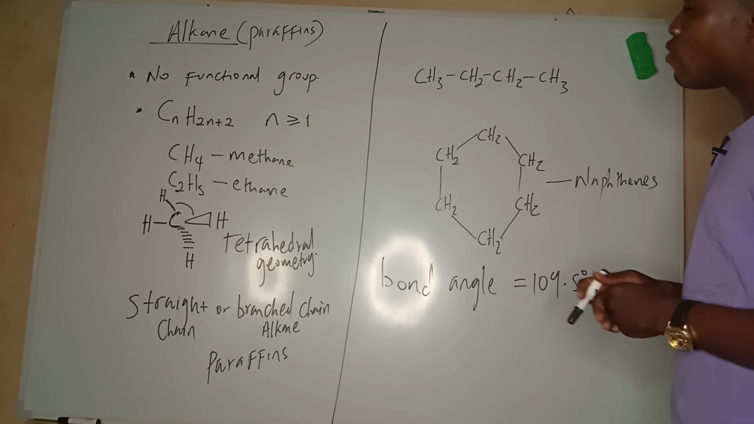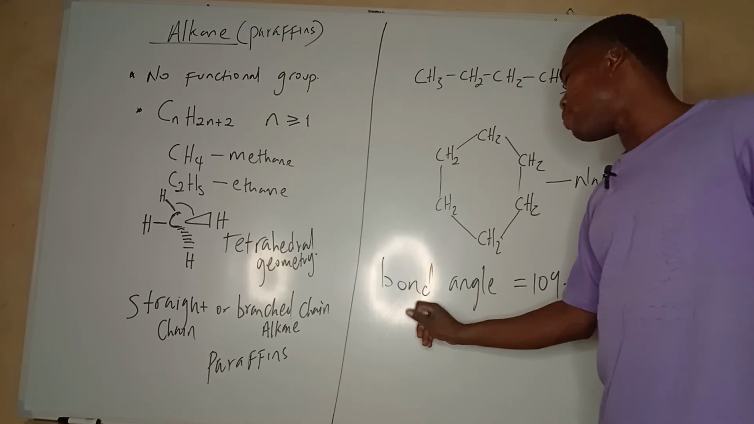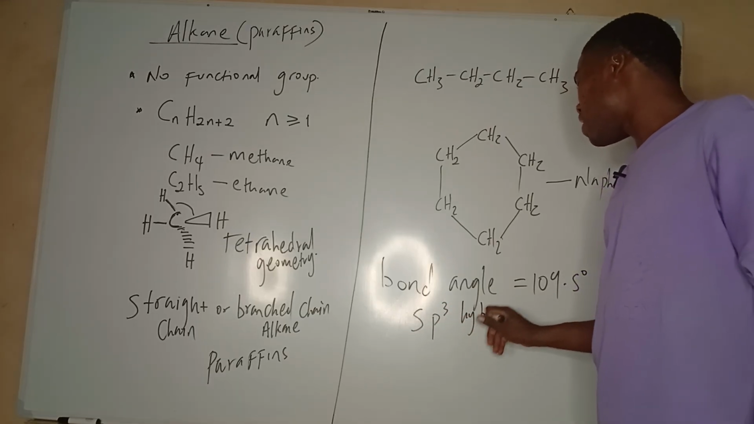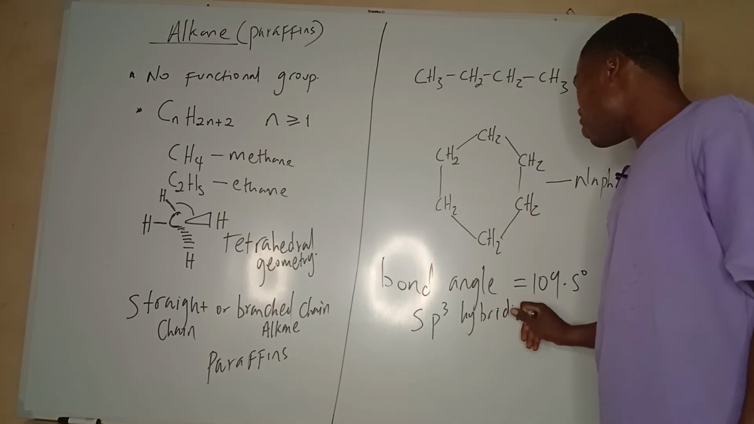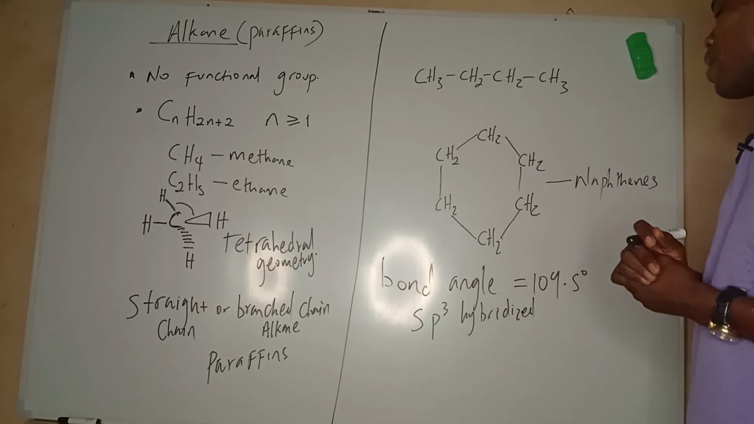Now, each carbon atom in an alkane molecule is sp3 hybridized. That means you have 4 hybridized orbitals, and one of them is s and 3 of them are p.